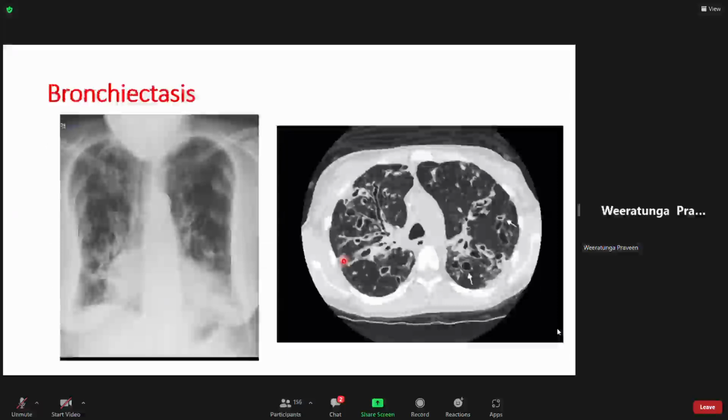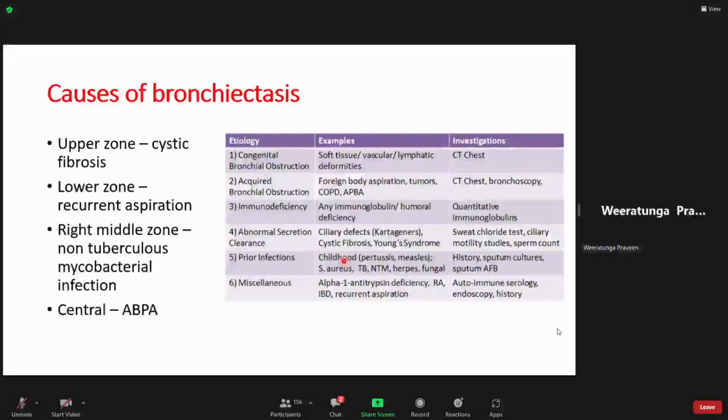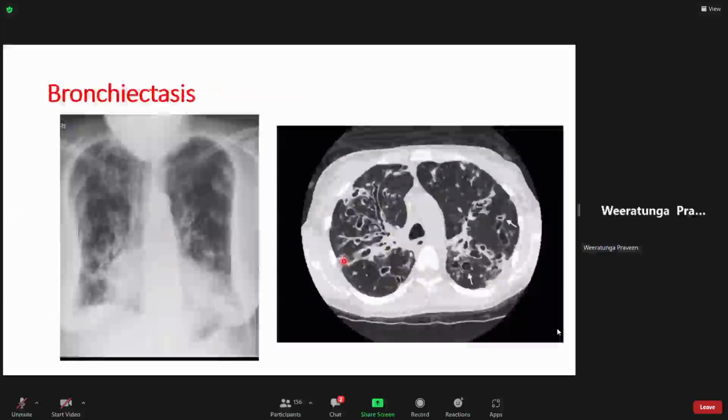Any questions? So bronchiectasis is irreversible dilatation of the air passages proximal to the terminal bronchioles. That is what it means.